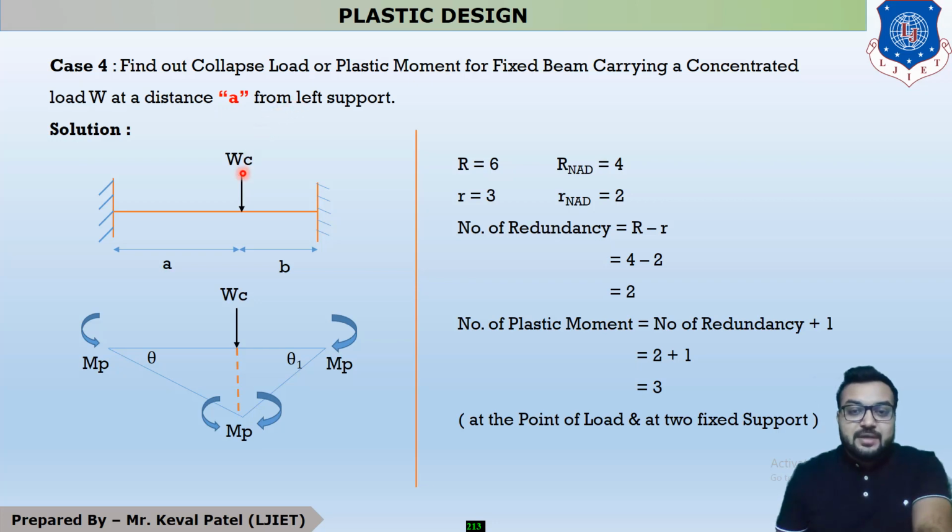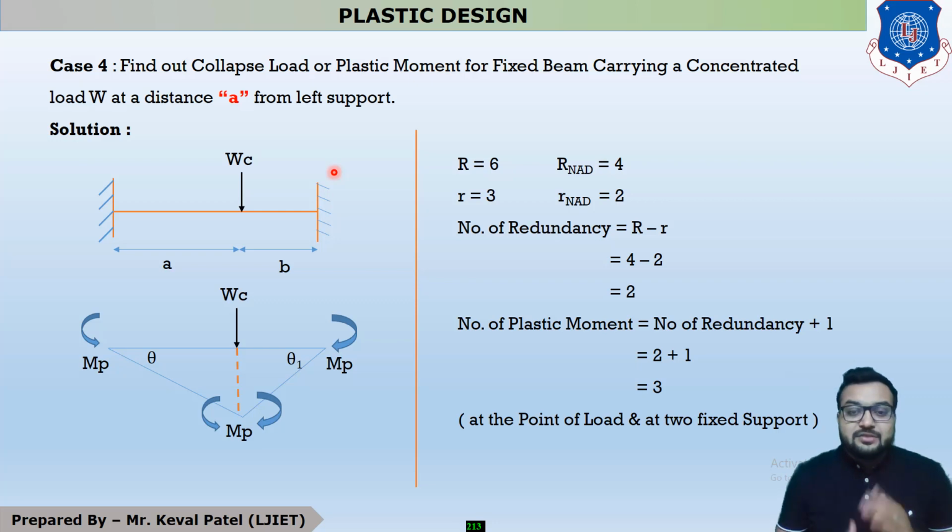Okay, so you can see that in this figure, as per data given, your beam is a fixed beam. So your left support is also a fixed support and your right support is also a fixed support. Now, as per data given in the question, you can see that the fixed beam is carrying a concentrated load. It means this is your concentrated load, which is acting at a distance small a from the left support. Okay, so as per data given, your figure is ready now.